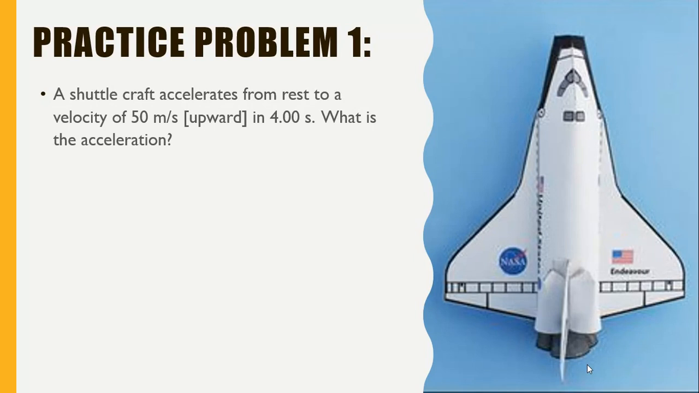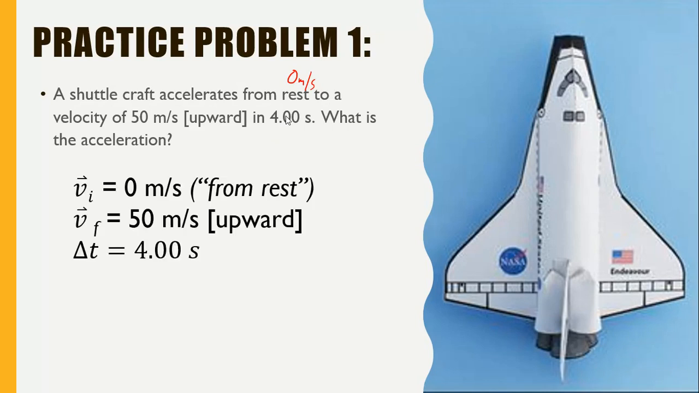A Space Shuttle accelerates from rest to a velocity of 50 meters per second upwards in 4 seconds. So remember, you guys, rest is always 0 meters per second, okay? So in this case, the Space Shuttle is starting out at 0. It's not moving, and then the thrusters hit, and in 4 seconds, it's going 50 meters per second, okay? So our initial velocity would be 0 meters per second. Our final velocity would be 50 meters per second going upwards, and our time is 4 seconds.